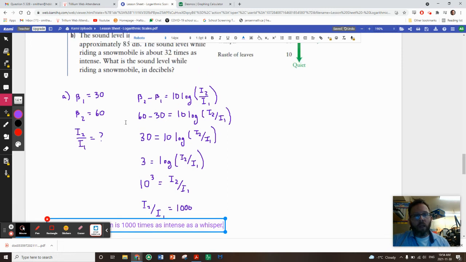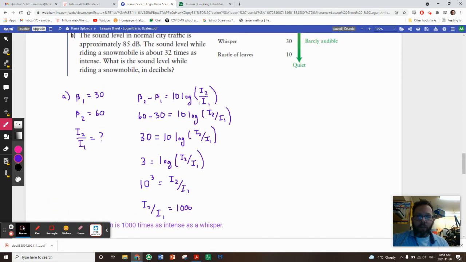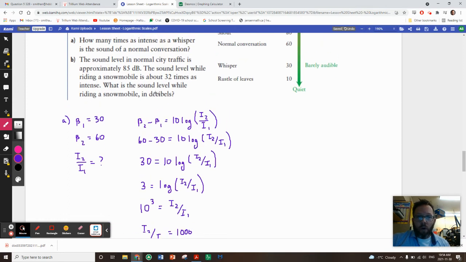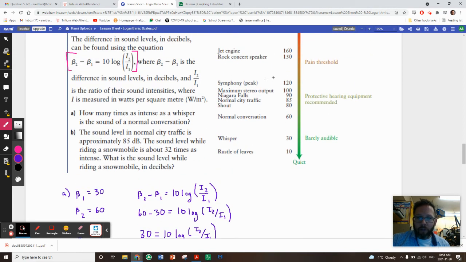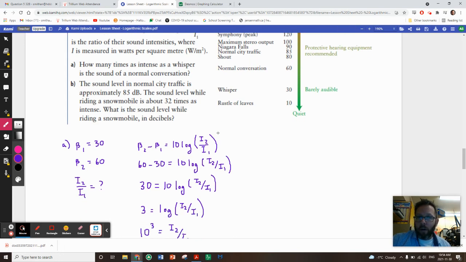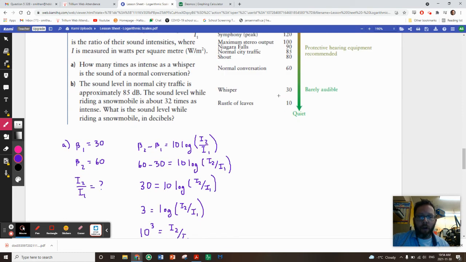So pretty cool. Another thing we can do with this is to solve for one of the sound levels. So normal city traffic, about 85 decibels. So not harmful to the ear, but it's pretty loud. Riding a snowmobile, a lot louder, 32 times as intense. Let's find the sound level when riding a snowmobile. Let's see if it's in the pain threshold. Should we be wearing protective equipment?